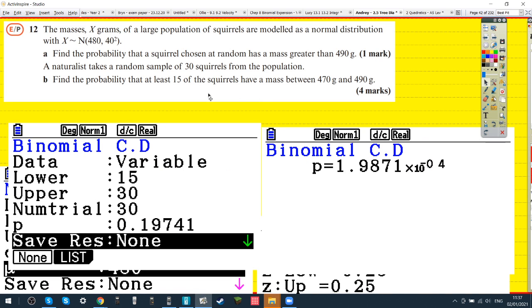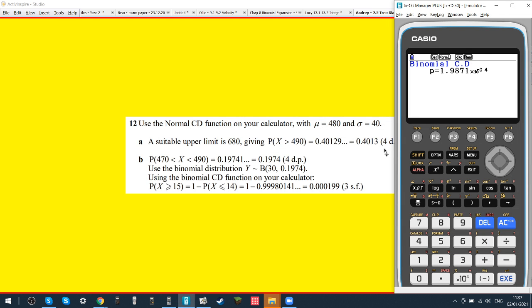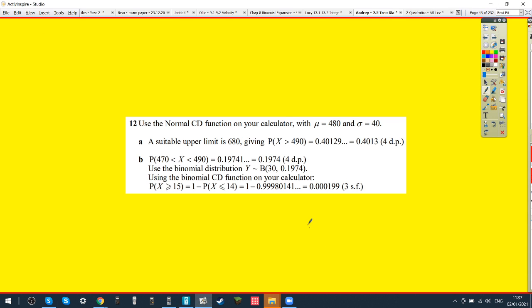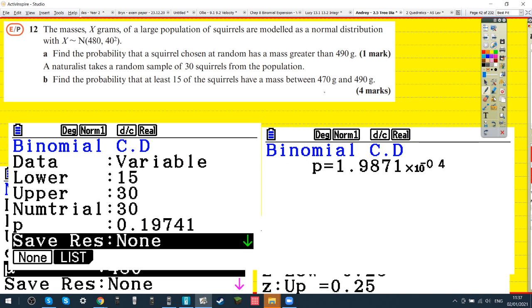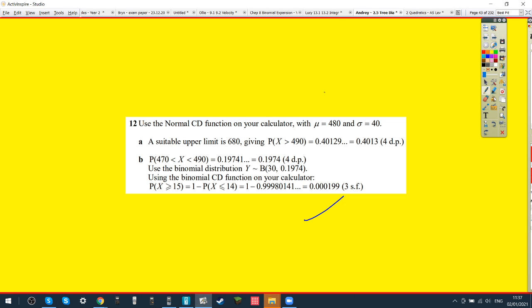Let me just make sure about this. I think it looks good. At least 15, so that's 15 or more. Yeah. 1.99, and ours rounds to 1.99 to 3 sig figs, times 10 to the minus 4. Great, you did it all by yourself. Good. Okay, that stuff, you're good.